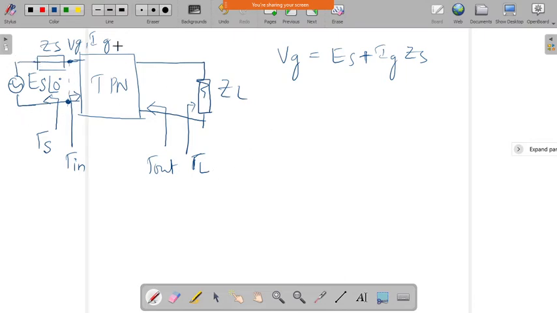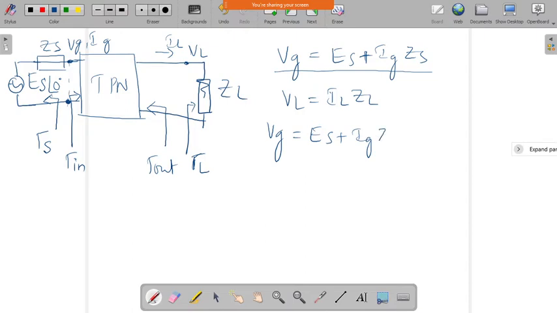Now similarly, at the load, the voltage at this point is VL and the current flowing to the load is IL, so we can write VL equal to IL into ZL. This is from the source end and this is from the load end. Now let us take the source end, that is Vg equal to Es plus Ig into Zs.